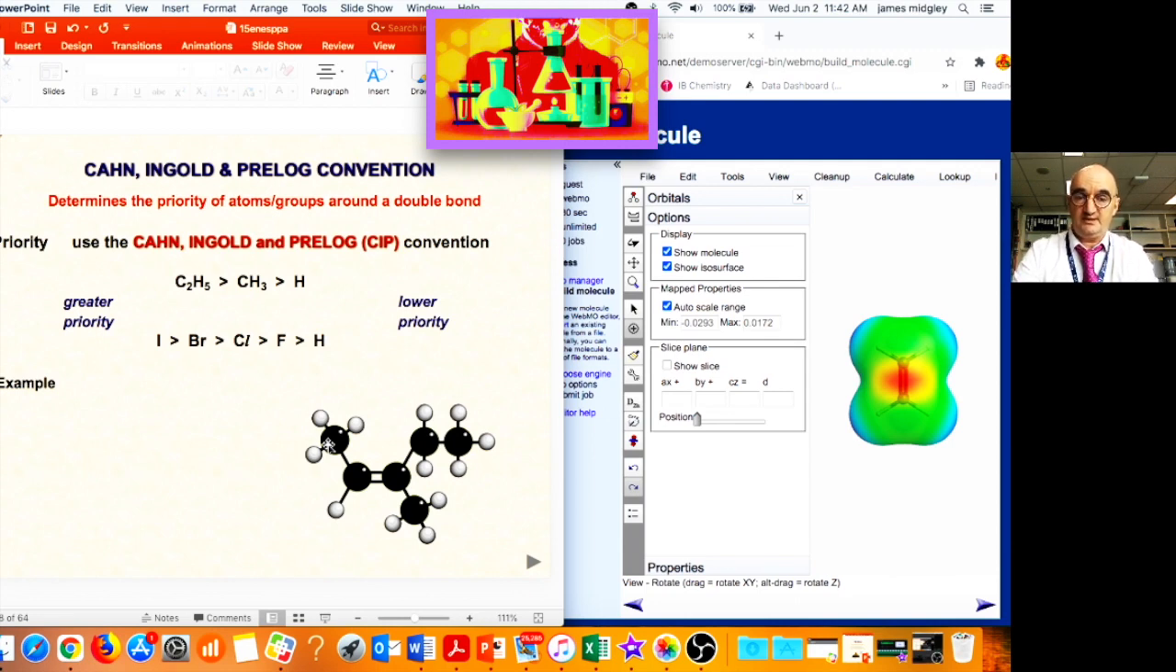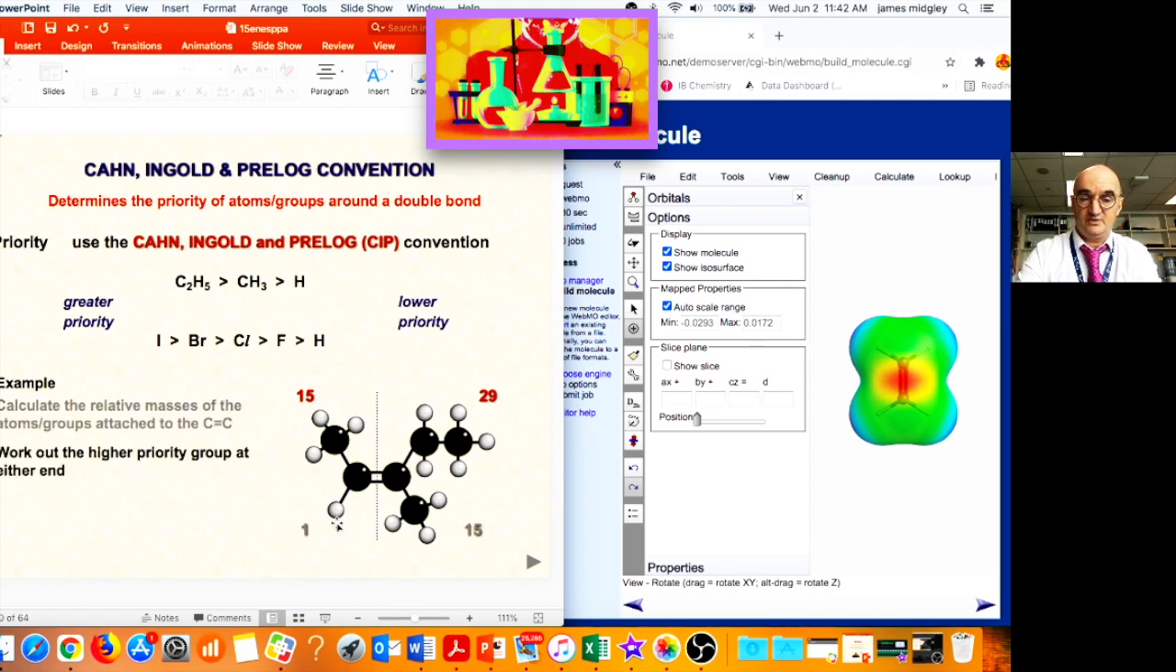So that's why we need the CIP system. Let's look at the molecular masses. 15 for methyl, 29 for ethyl. Good to remember for mass spectrometry. 15 and 1. So the bigger molecular masses are on the same side. So have a look, put it down the middle. What are the higher priority groups? 15 beats 1 on the left, and 29 beats 15 on the right.